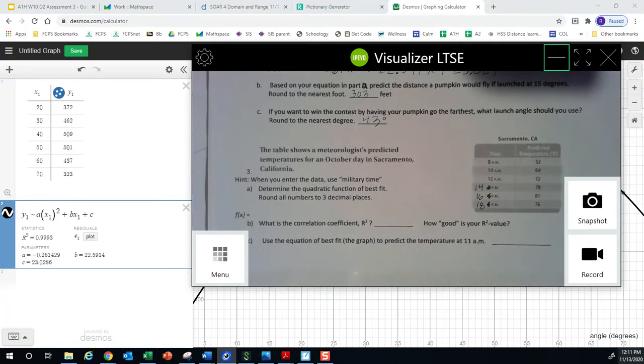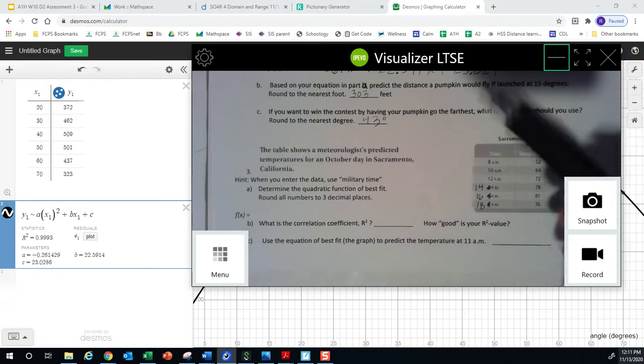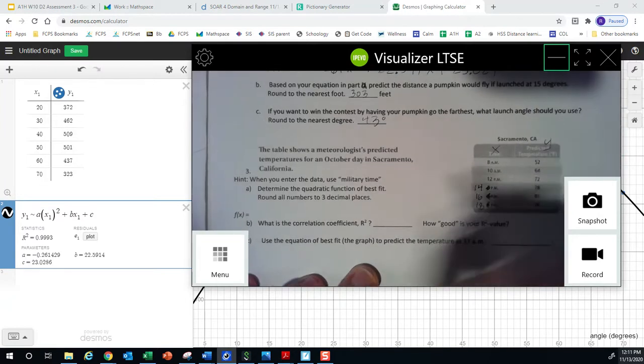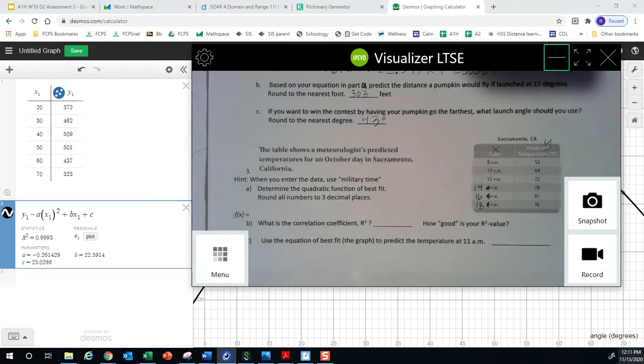So what I would like for you to do is to go enter the data and then select the correct equation. So go to Desmos. Your job is to enter the data. These are your x values, and these are your y values, and then select the correct equation.